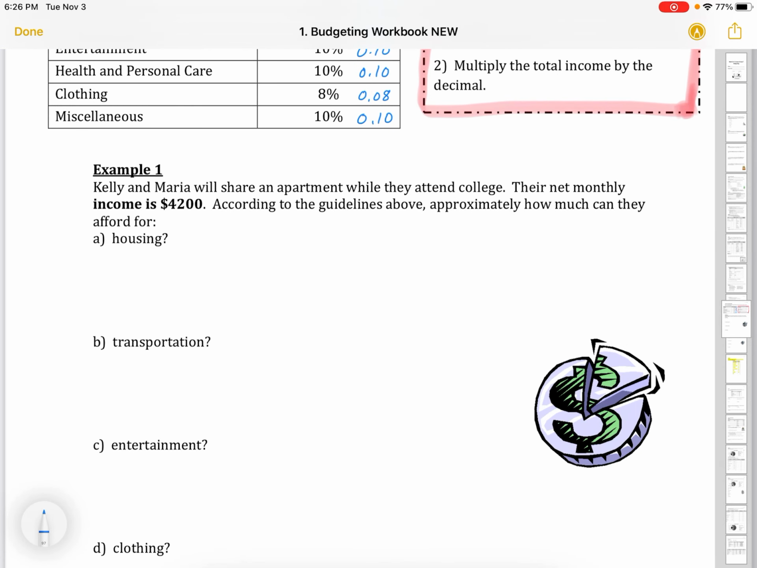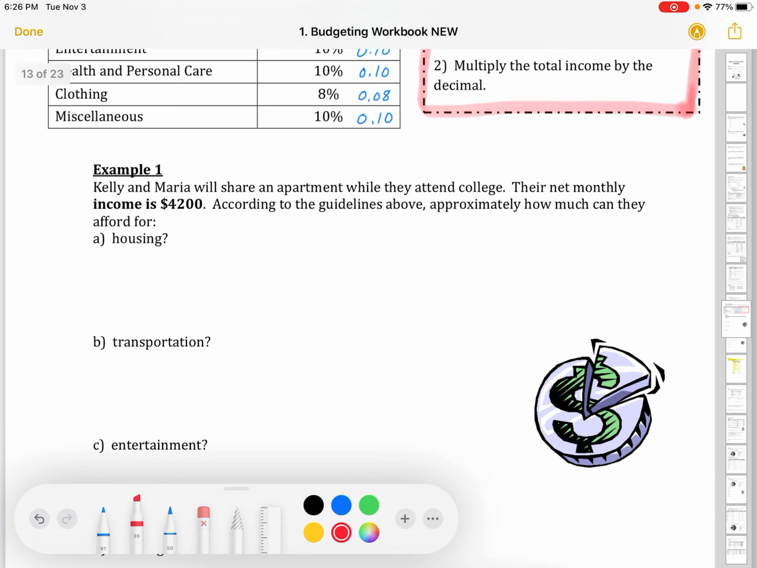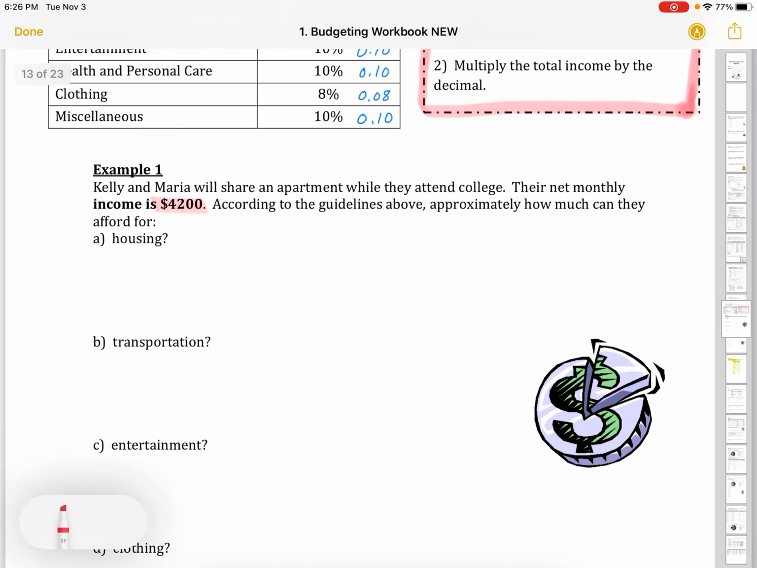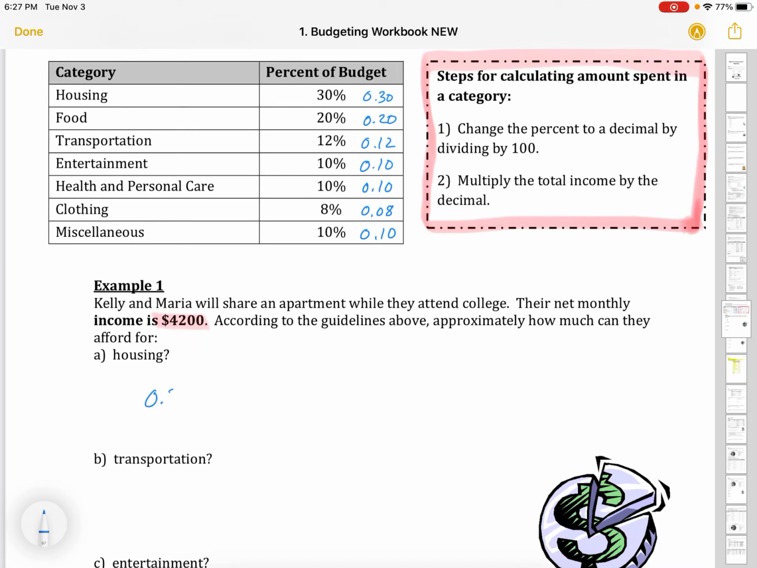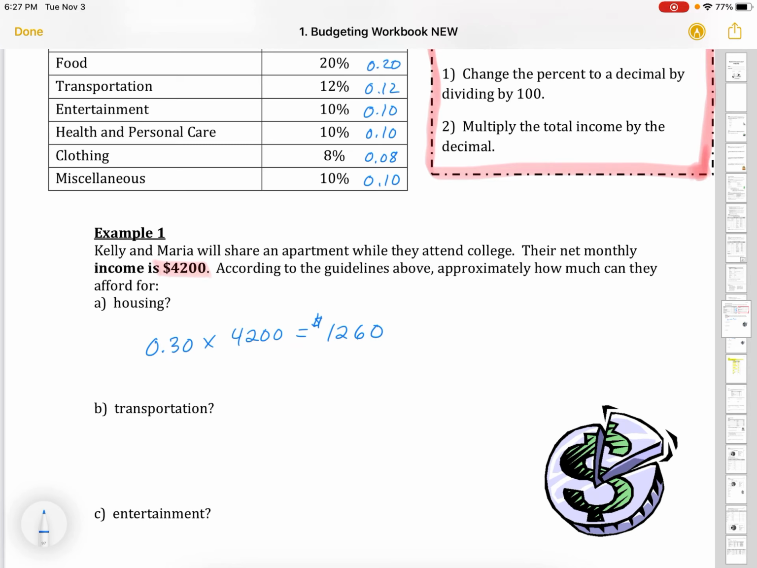So, Kelly and Maria will share an apartment while they attend college. Their net monthly income is $4,200. According to the guidelines, how much should they spend? How much can they afford for housing? So, the decimal for housing is 0.30 times 4,200, and that equals 1,260. Now we're glad we changed all of our percentages to decimals. For transportation, 0.12 times 4,200 would equal 504.